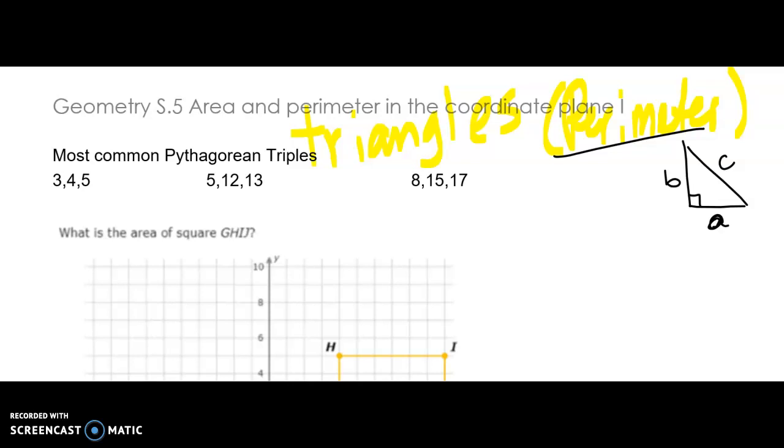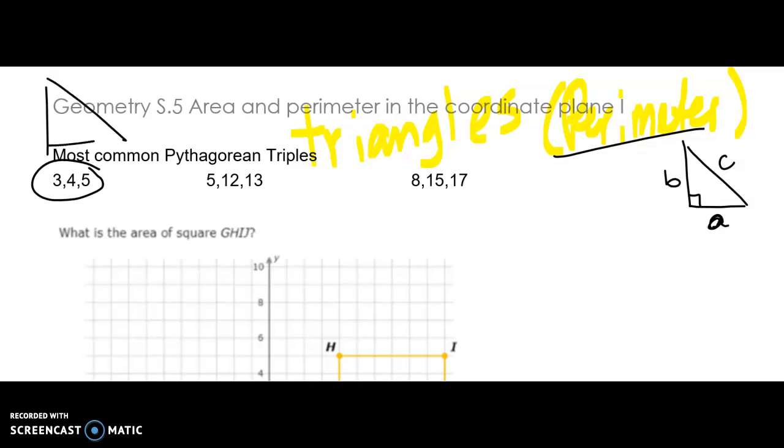Now, most of these in this lesson are going to be Pythagorean triples, which means you're not going to have to simplify the radicals. You're not going to have decimals. It's going to come out to a nice, pretty round number. So the most common Pythagorean triple is a 3, 4, 5.